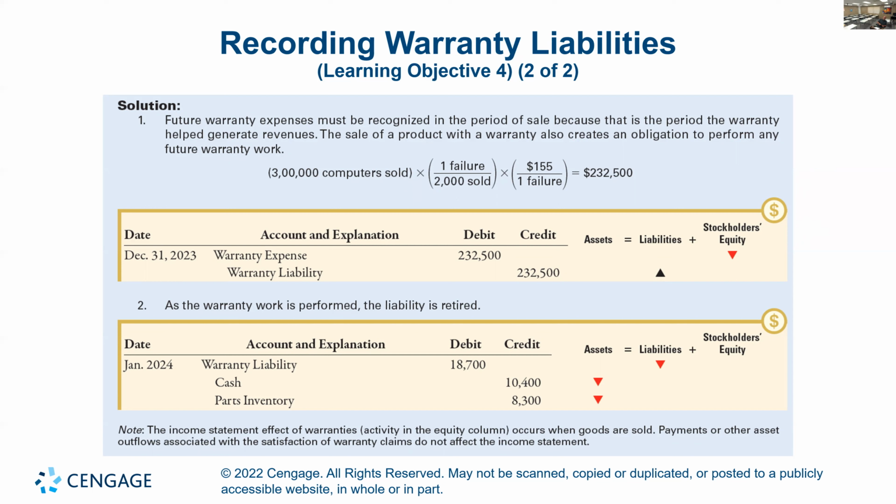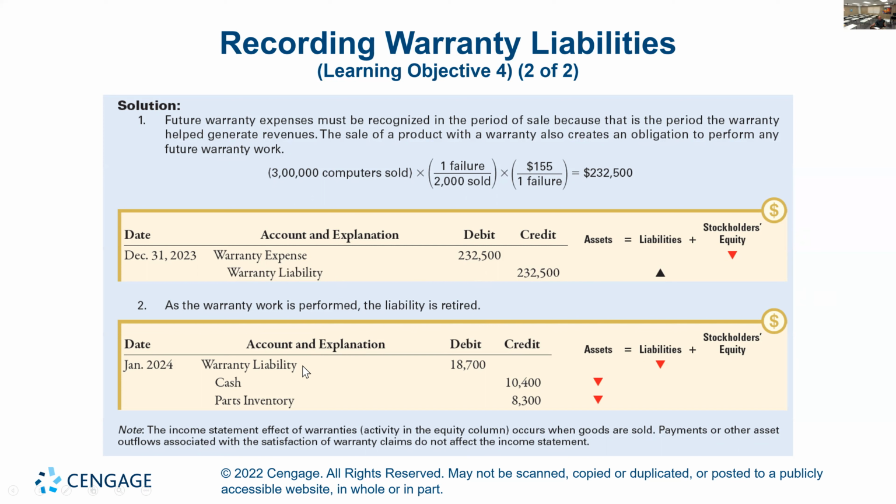So if we sold 3 million computers, we would have to estimate how much we think the warranty expense is going to be on these computers. So we have 3 million computers sold, multiplied by 1 over 2,000, because 1 of every 2,000 is going to fail. So 3 million divided by 2,000, and then multiplied by the cost that we assume, 155, and you can see it equals $232,500. That's what we record as a warranty expense to match with the sales, and we create the liability at that time.